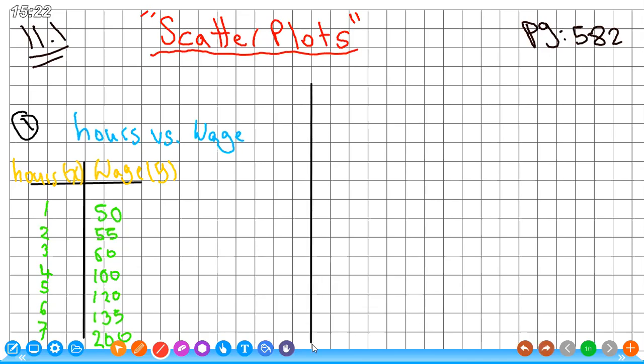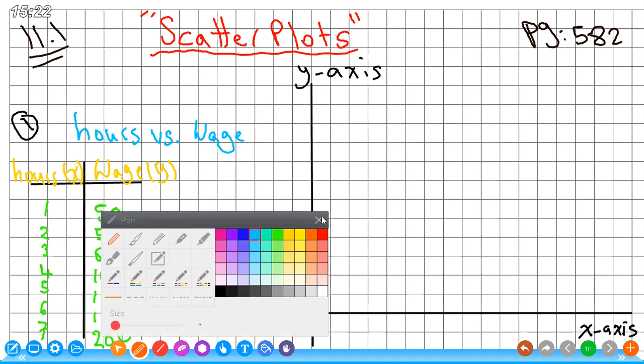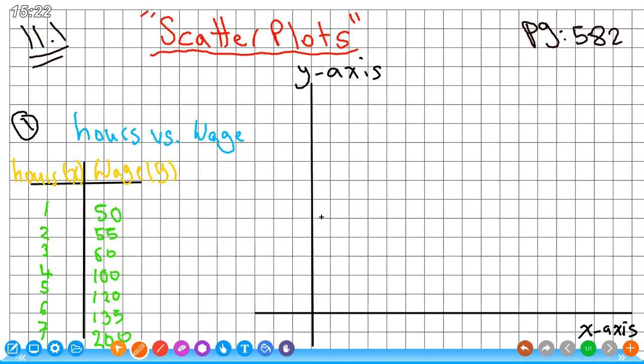In order to graph it, first let's draw our x and y coordinate axes. This is my y-axis, and this one is my x-axis. First, let me decide about my x-axis. So it's 1 hour, 2, 3, 4, 5, 6, 7, up till 7. This is all that I need.